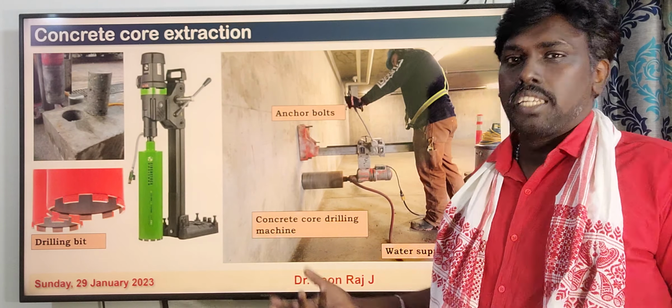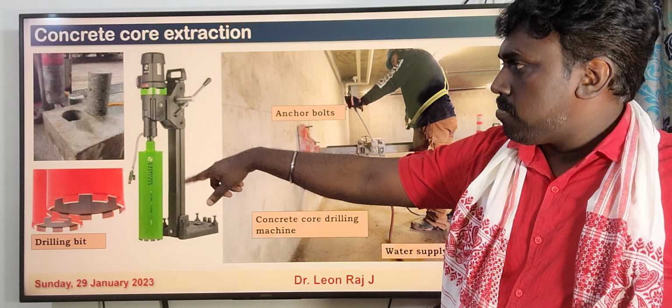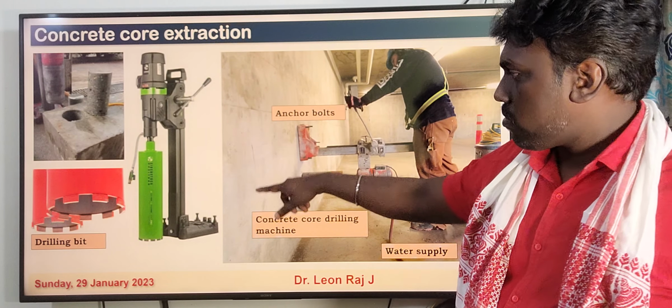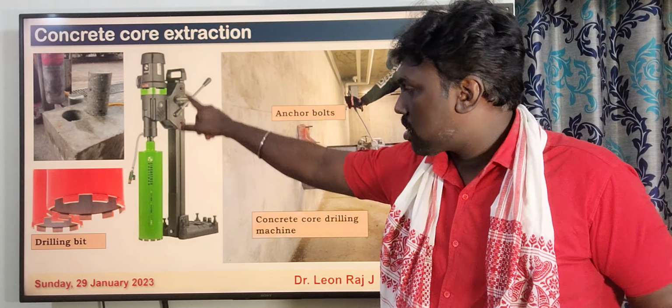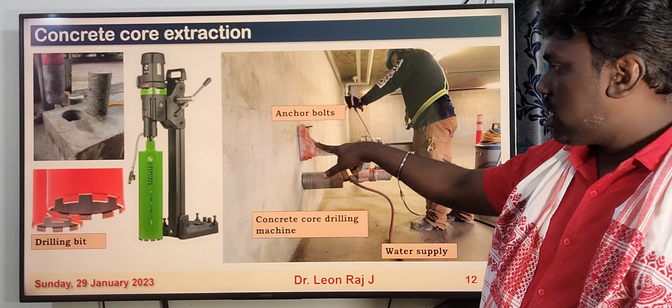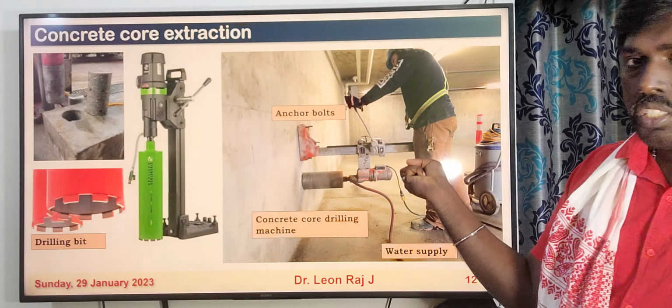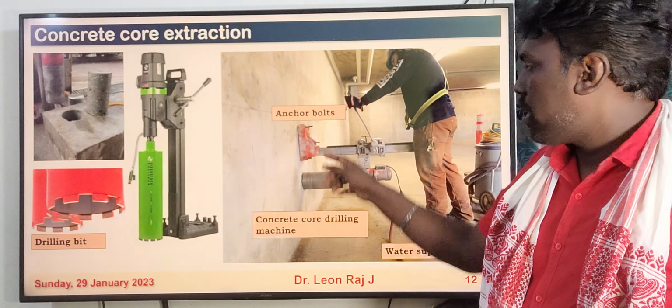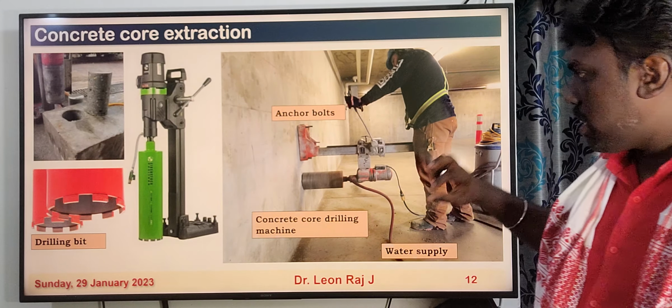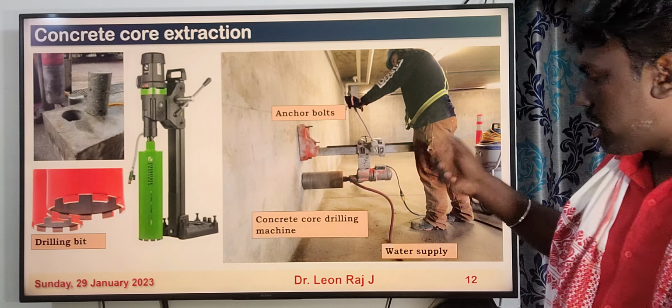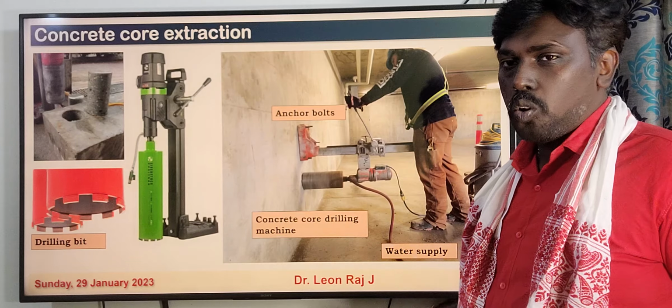This is the concrete core extracted from the concrete member, and this is a concrete core drilling machine. This is how the drilling bit looks like. This is the water supply unit, and this is the power supply unit, and here is the anchor bolt. This anchor bolt holds the machine to the wall, and these four bolts give a counter action for the anchor bolt. This is the driving unit which drills the concrete core.